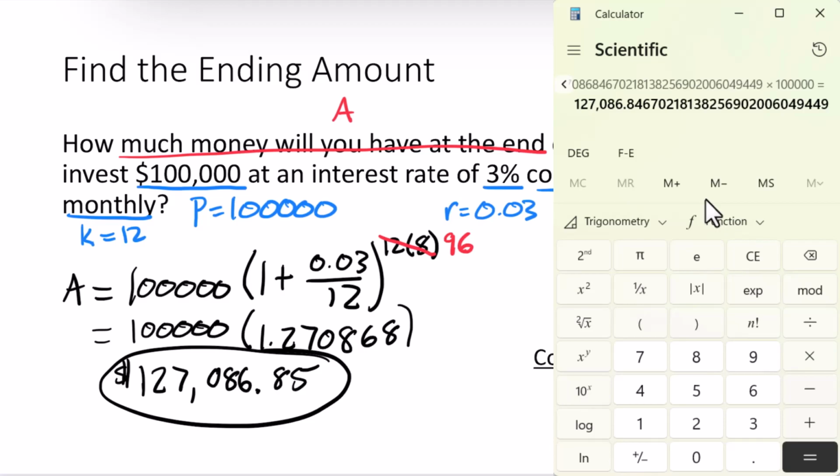And so this is the amount that I would end up with at the end of my investment with this interest rate. So I hope this video was helpful for you, and I hope you have a good day.